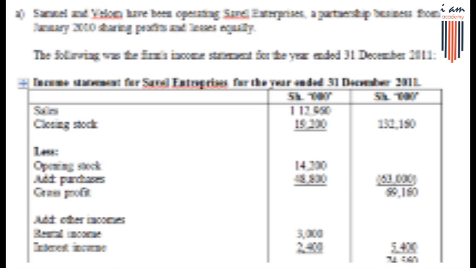112,960. Closing stock, 19,200, giving a total of 132,160. Less opening stock, 14,200, and purchases, 48,800, giving us a total of 63,000. The gross profit is 69,160. And other incomes: rental income, 3,000, interest income, 2,400, giving a total of other incomes of 5,400. The total of other incomes and the gross profit is 74,560.